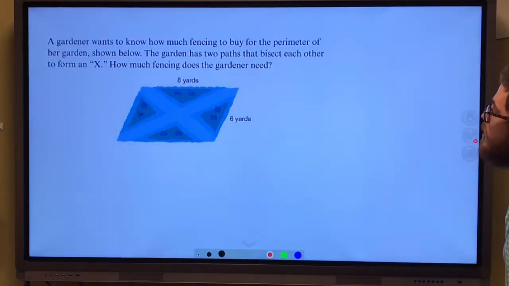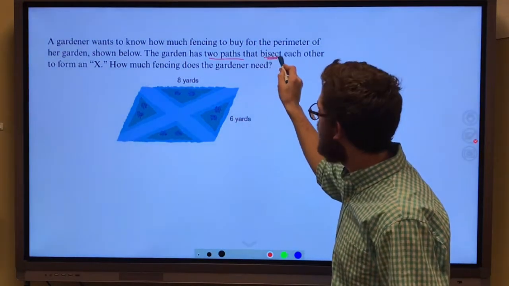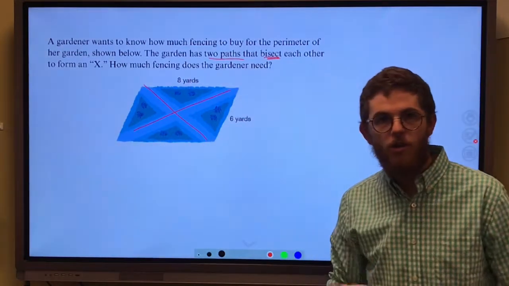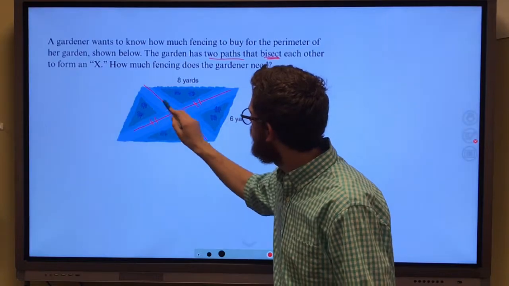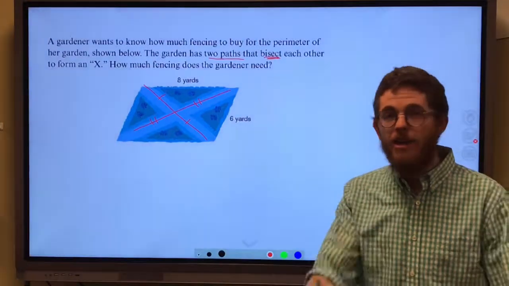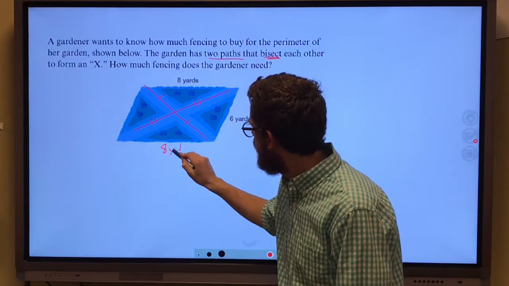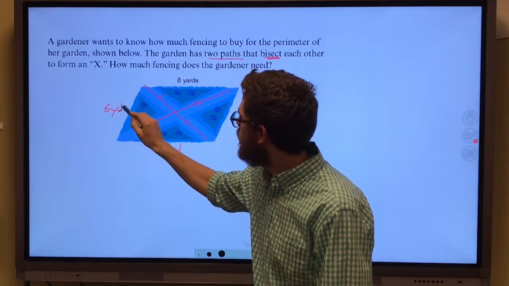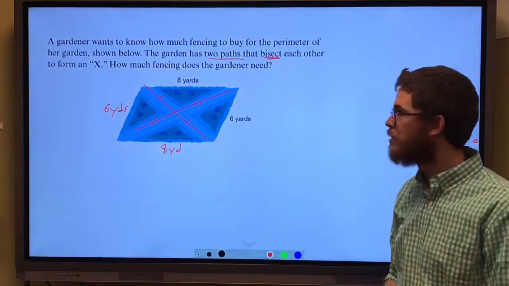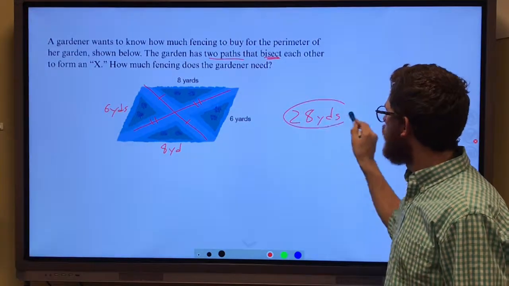Here, a gardener wants to know how much fencing to buy for the perimeter of her garden. The garden has two paths that bisect each other to form an X. How much fencing does the gardener need? Well, if two paths bisect each other, here are the paths. The paths are diagonals. They have bisected each other. Well, that means this quadrilateral is a parallelogram. And in a parallelogram, all those other facts are true. The opposite sides are congruent, so they have the same measure. We can use that and add this up to get the perimeter, which is 28 yards.